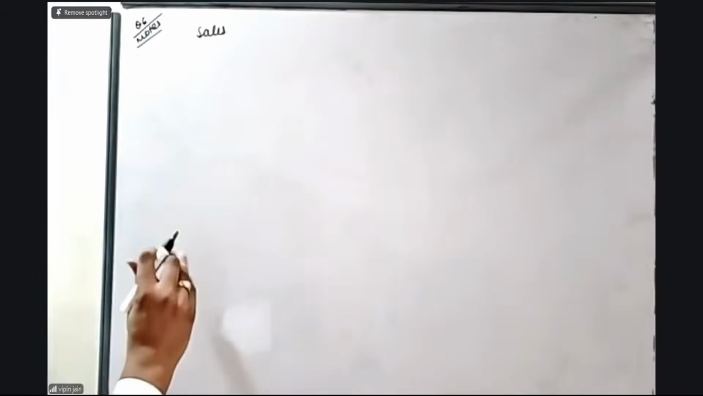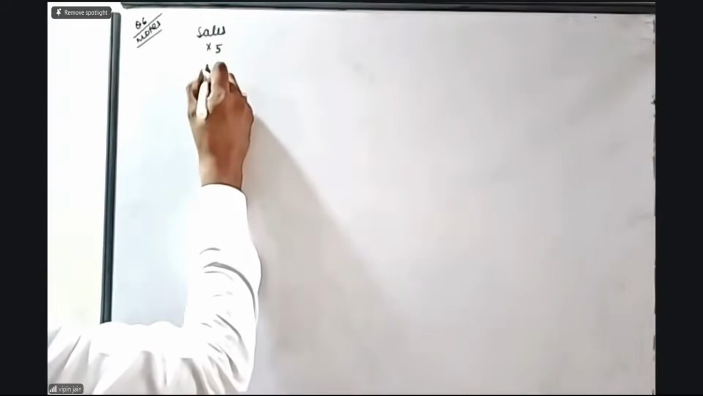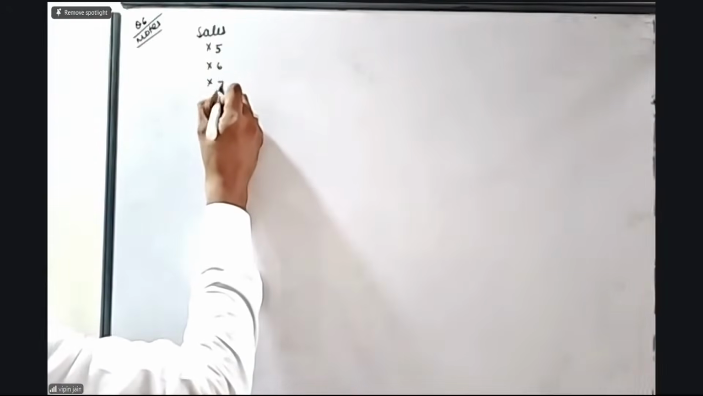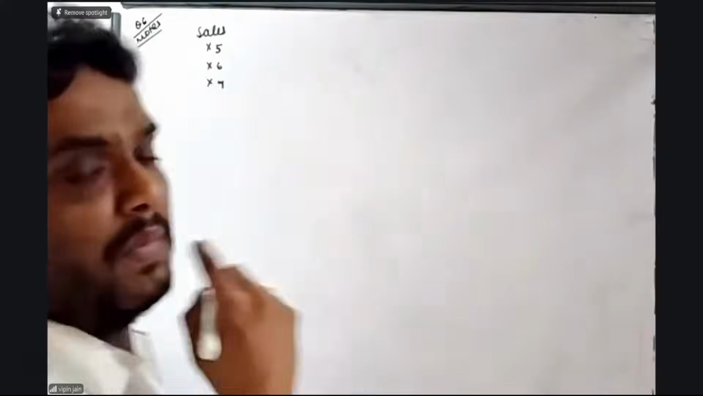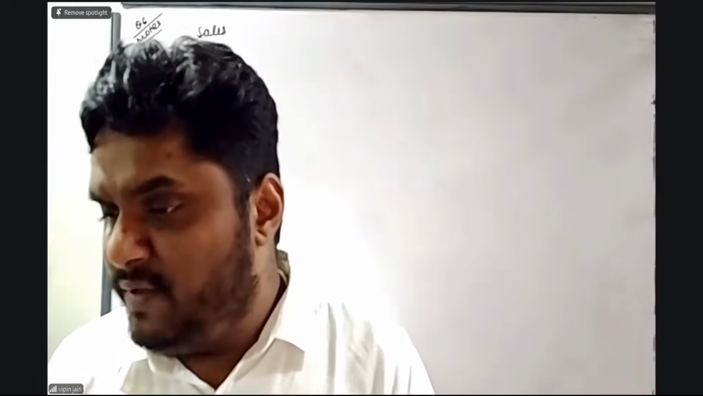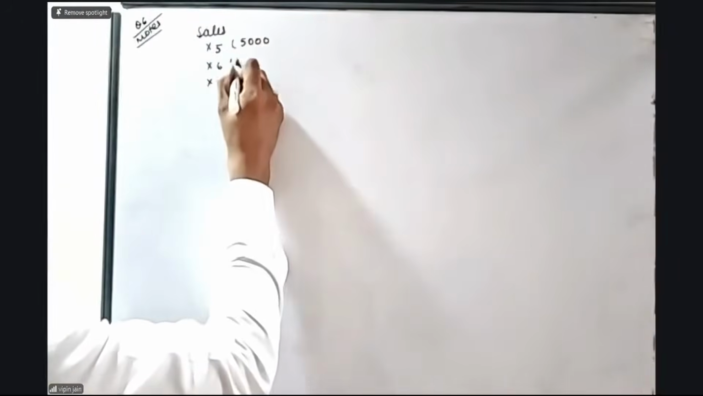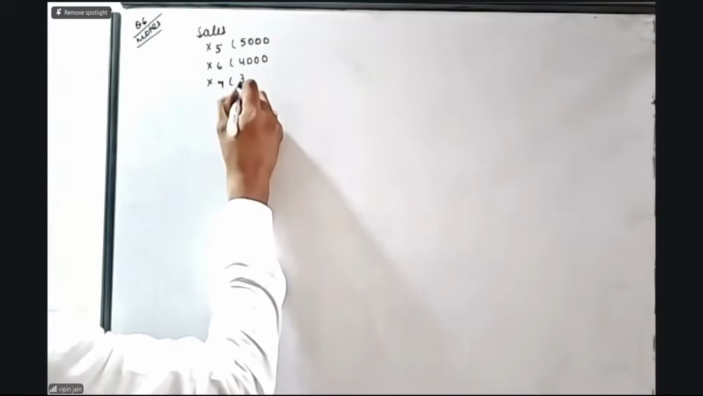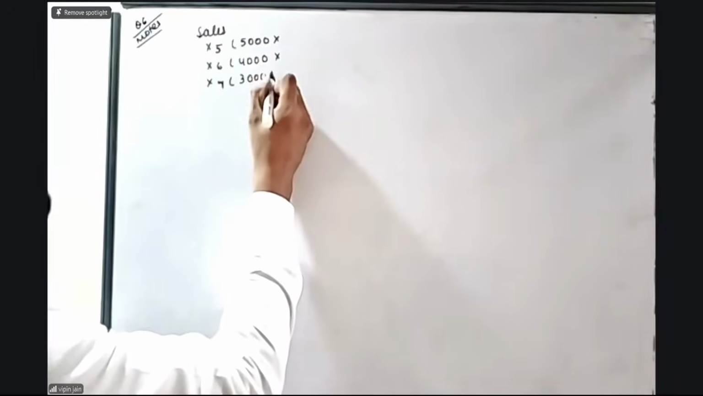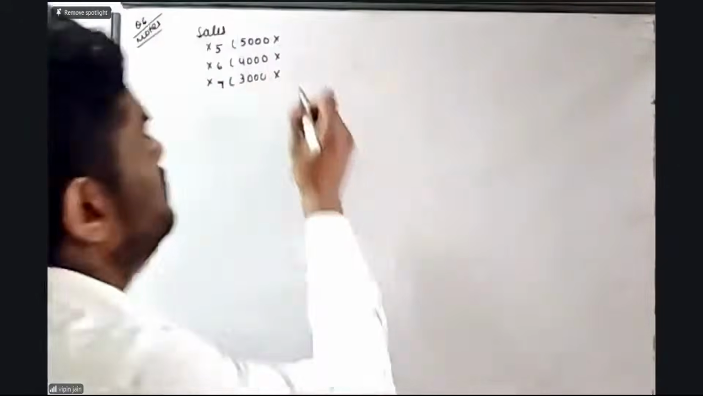So let's start with sales first of all. X5, X6, X7. The quantities are 5,000, 4,000 and 3,000, and their selling prices are 8,000, 9,000, 12,000.